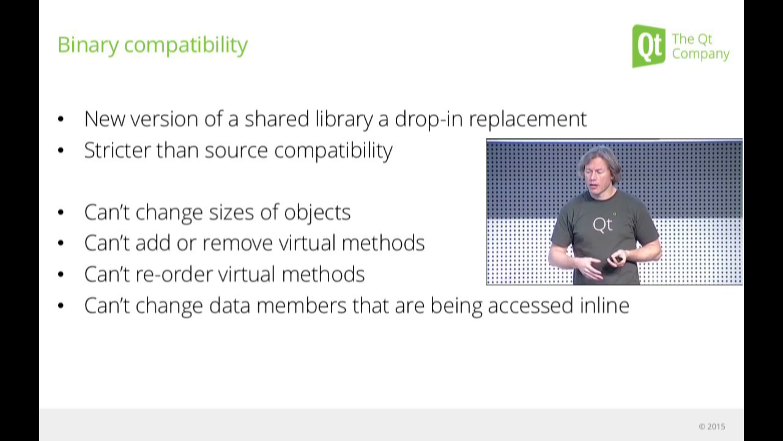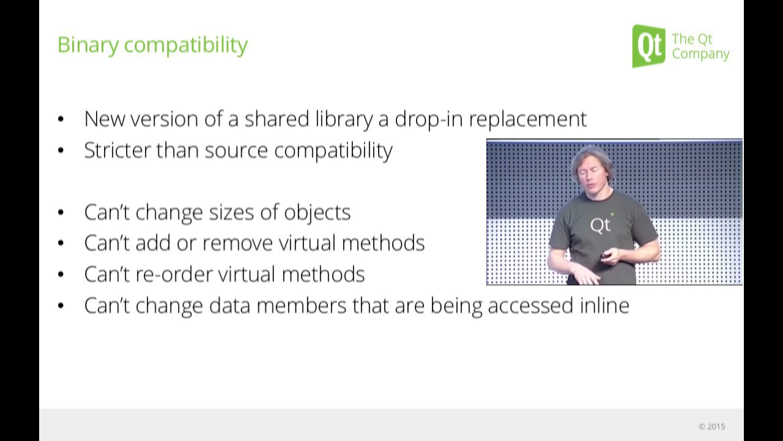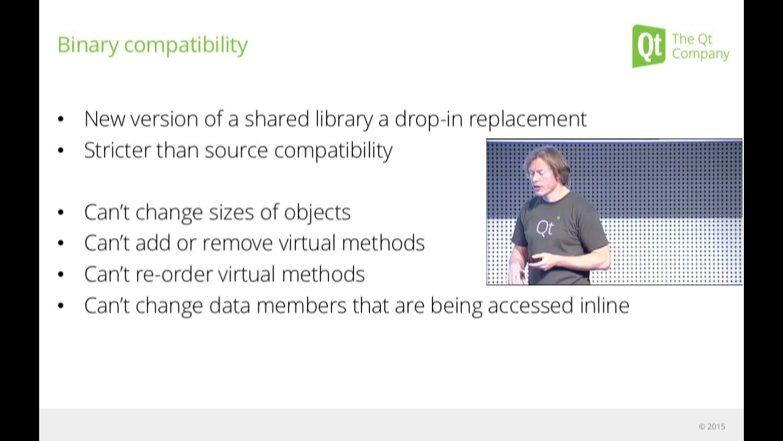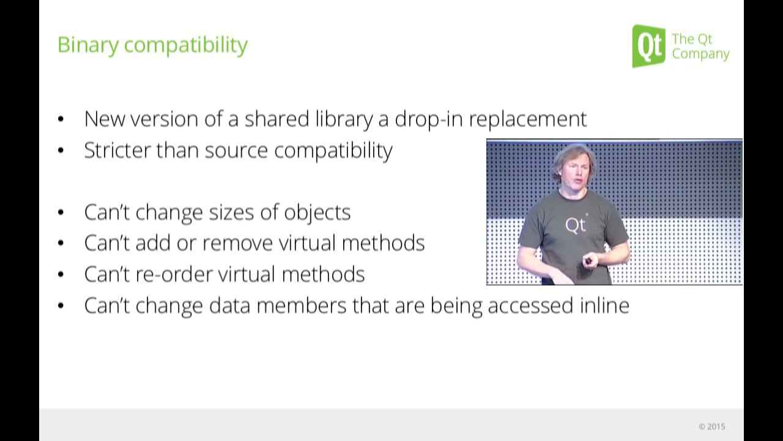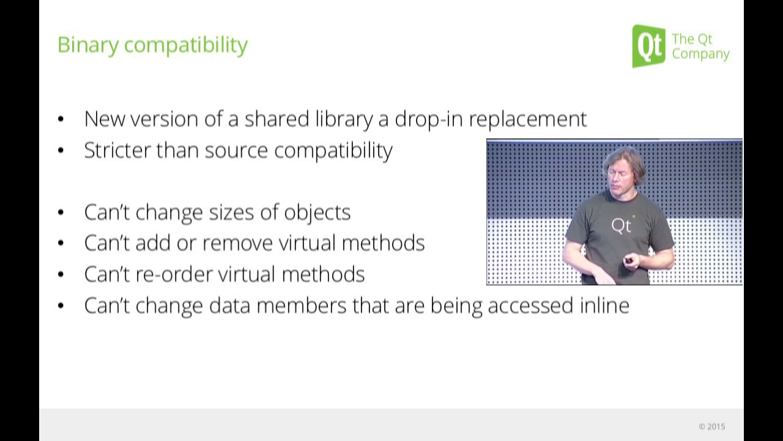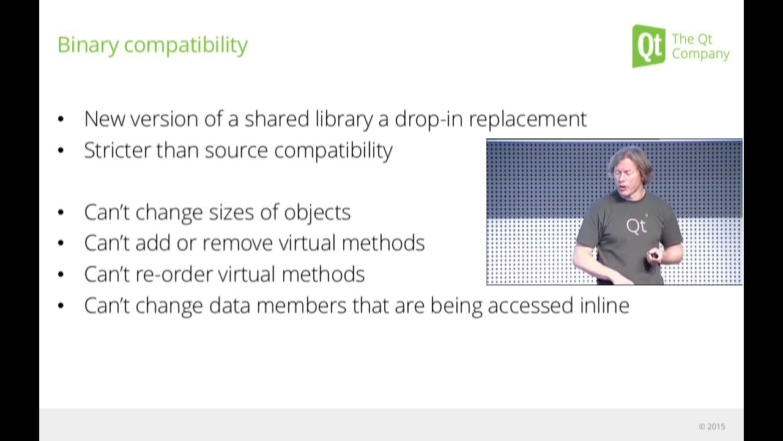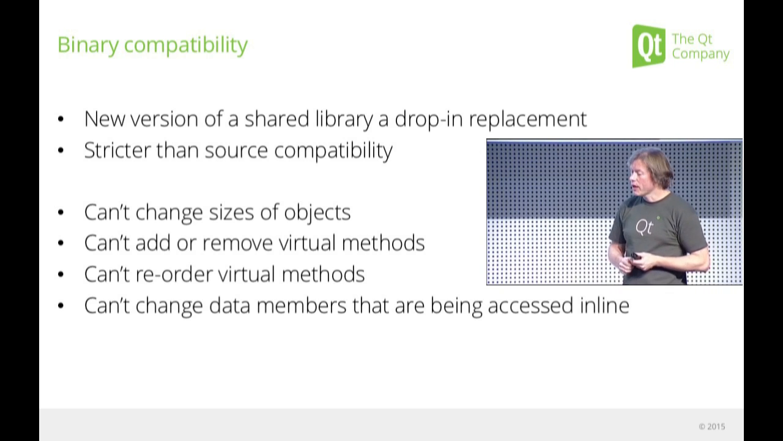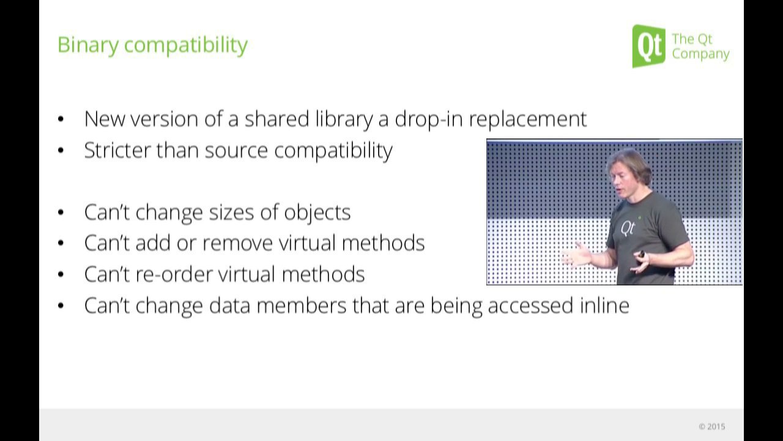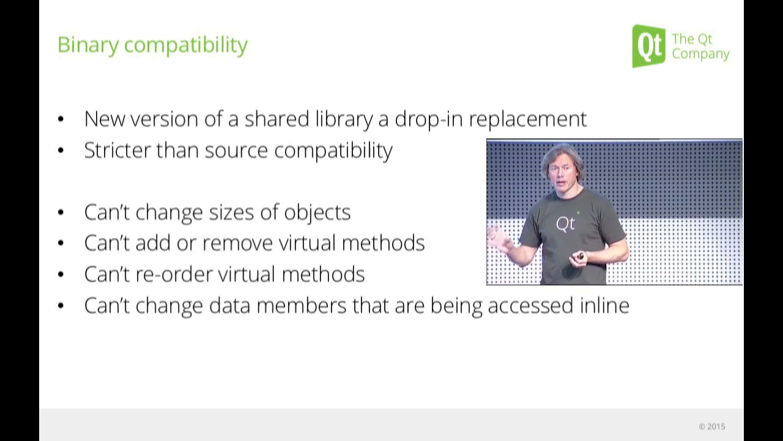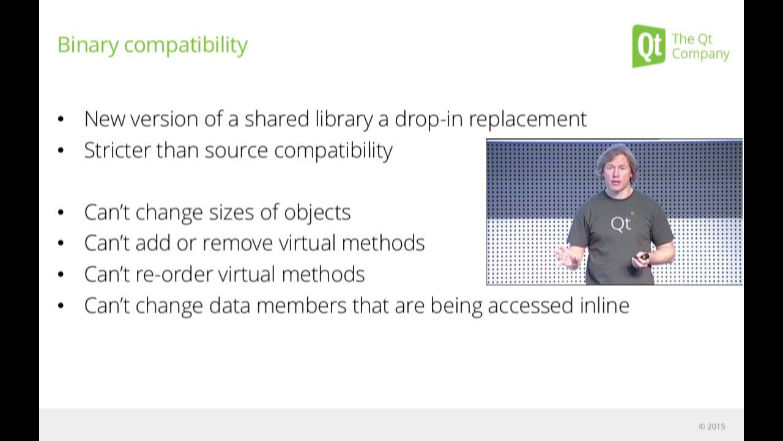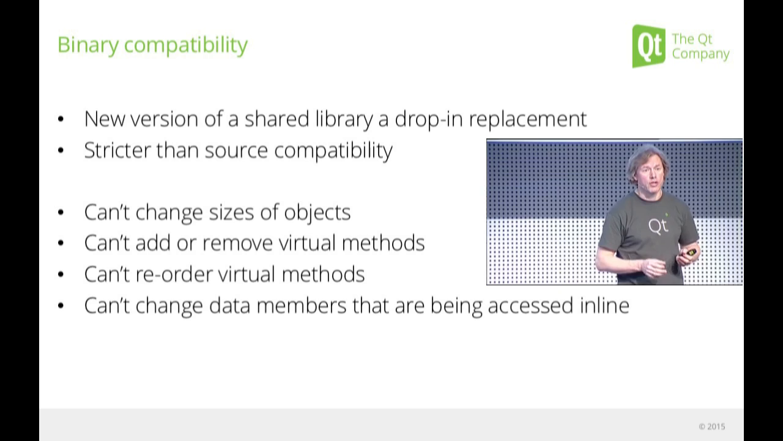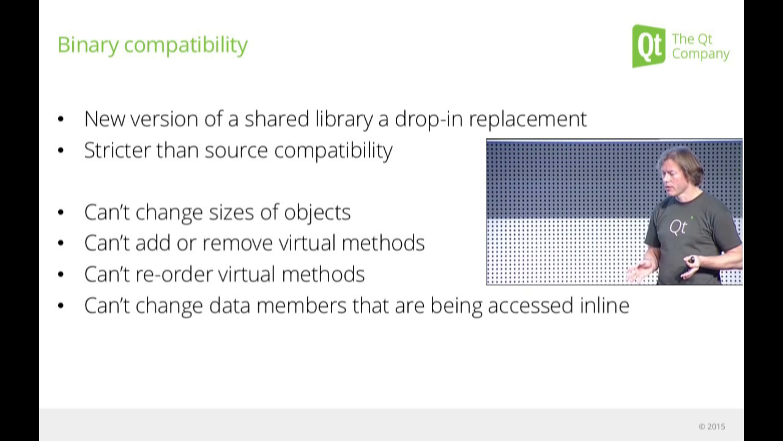There are other, more subtle ways. But usually when you keep binary compatibility, you also tend to keep source compatibility. And you have a lot stricter requirements there. You can't change the sizes of your objects. So if you have that requirement, you need to really think about what you want to do, because adding a member variable to an object is a no-go. You can't do it because it changes the size of your object.